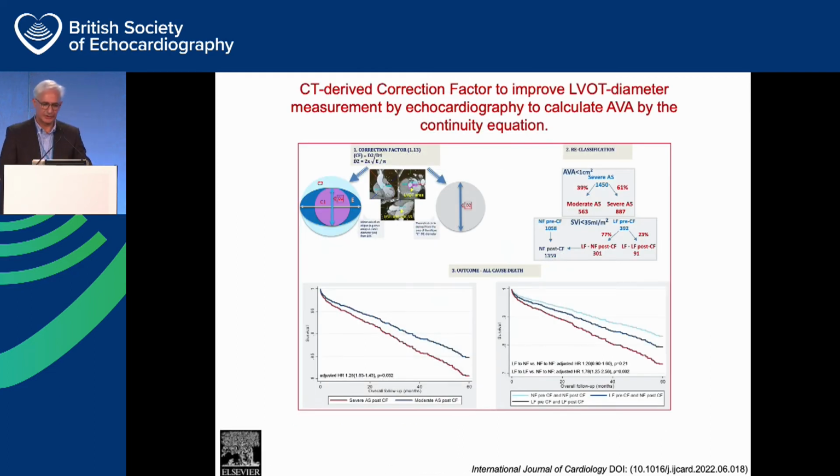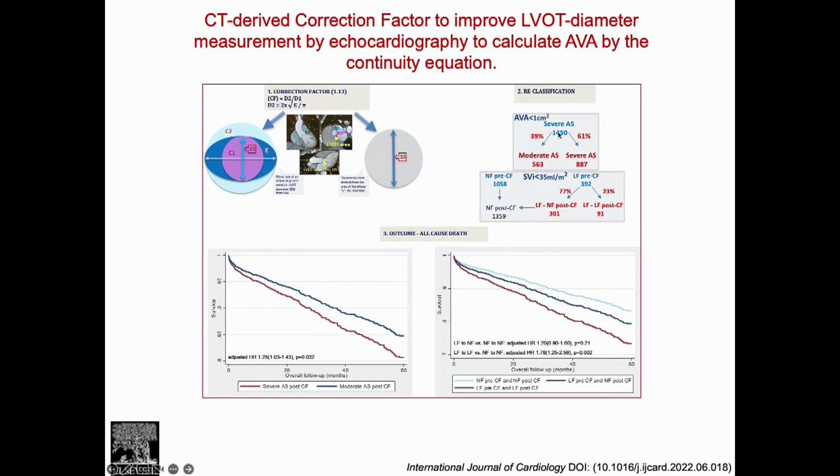We then validated this on a French severe valve stenosis registry of 1,450 severe valve stenosis patients with normal ejection fraction. What we found is that 39% of these patients were reclassified from severe to moderate aortic valve stenosis. Those who were reclassified to moderate aortic valve stenosis had a much better outcome. Patients with low flow, using the correction factor, were reclassified by 77% into the normal flow patient group. And you can see again, it had a prognostic implication.